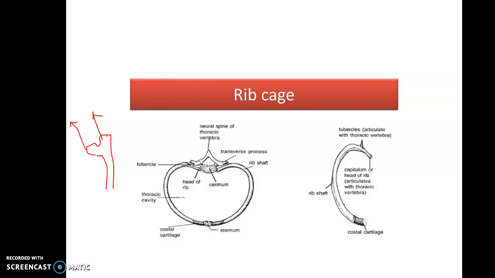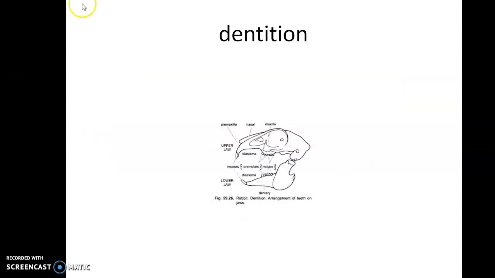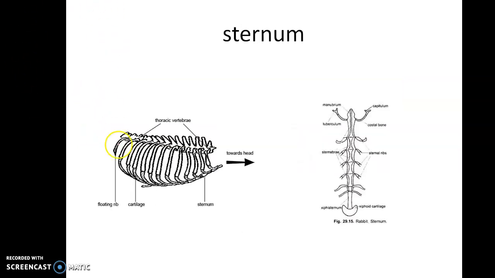The sternal portions of the first 7 pairs. Now let us look at the next. This is the different.